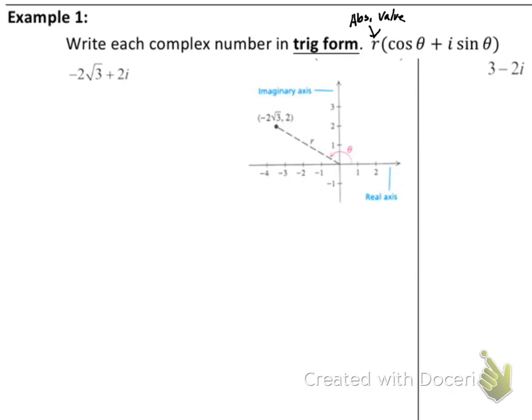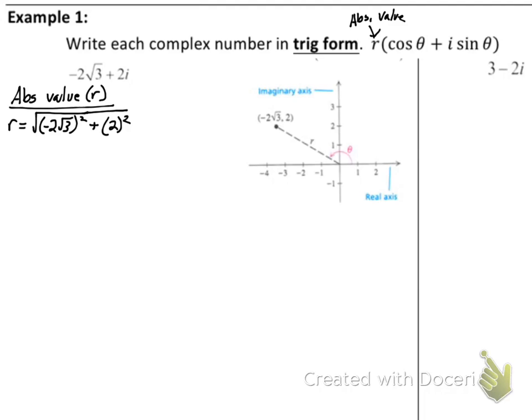The first thing I'm going to do is, I always find my magnitude or absolute value first, because that's easy. It's just a squared plus b squared, take the square root of it. So we're going to find our absolute value first, or our r value. R equals the square root of a squared. Well, a squared is just that first number, so that's negative 2 square root of 3 squared, plus my b value, which is 2 squared.